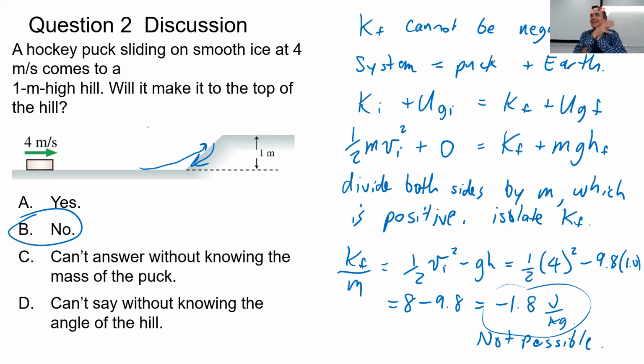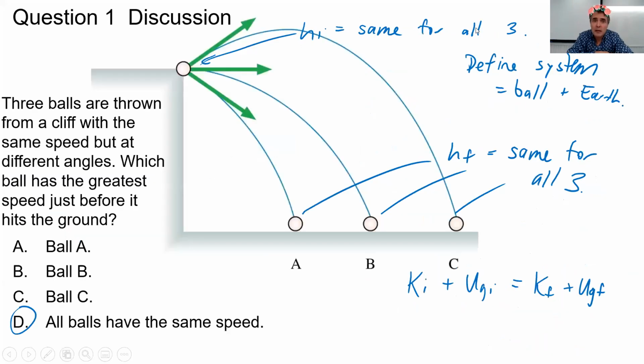Ethan, did you have a question? Hello. Hi. So for the first question, when you're throwing the ball in different directions, like downward, horizontal, or at an angle, wouldn't you say there's work applied to it? So the energy is different.